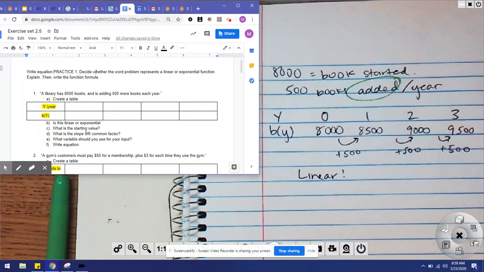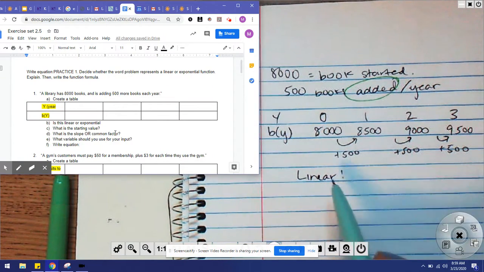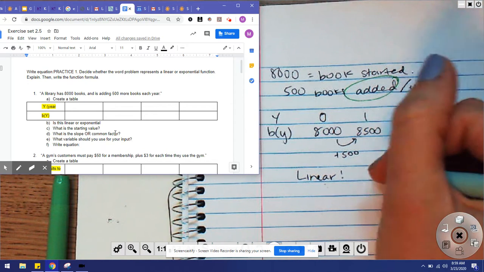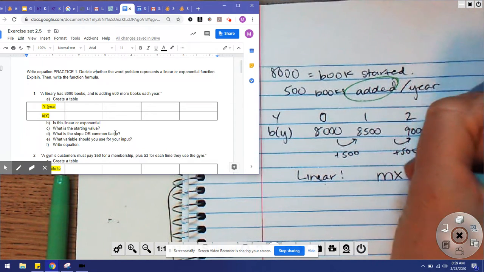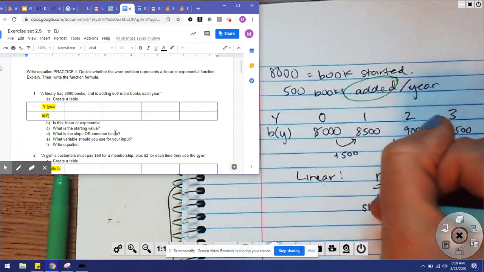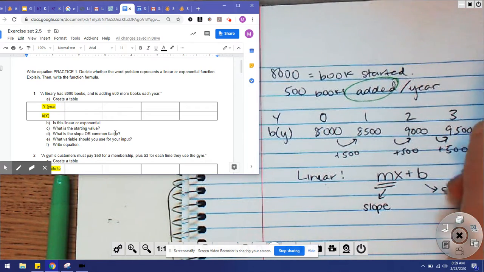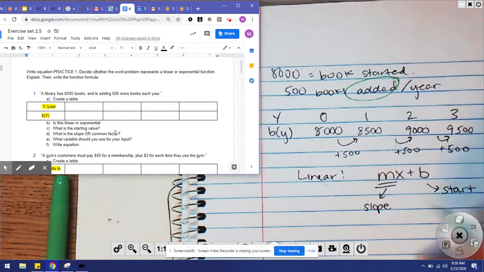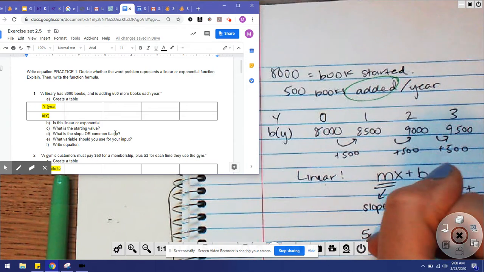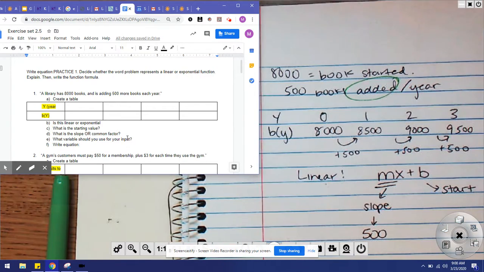Letter D says, what is the slope or common factor? Well, since this is a linear function, that means I need to use the equation mx plus b, where m is my slope and b is my start. My slope here is what I'm repeatedly adding by, which is 500. So slope, I would write slope is 500 books per year.